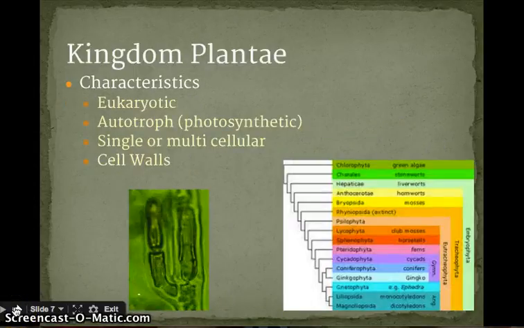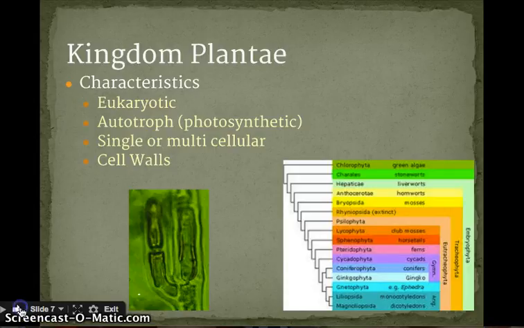Plantae is plants. Don't let the little AE at the end confuse you. These are eukaryotes. Remember, only bacteria are prokaryotes, so everything from now on is going to be a eukaryote. They're the only autotrophs, so they do photosynthesis. And they also have cell walls. They can be single or multicellular, but we're not going to be really worried about that. These two are the key characteristics here: eukaryote and autotroph.